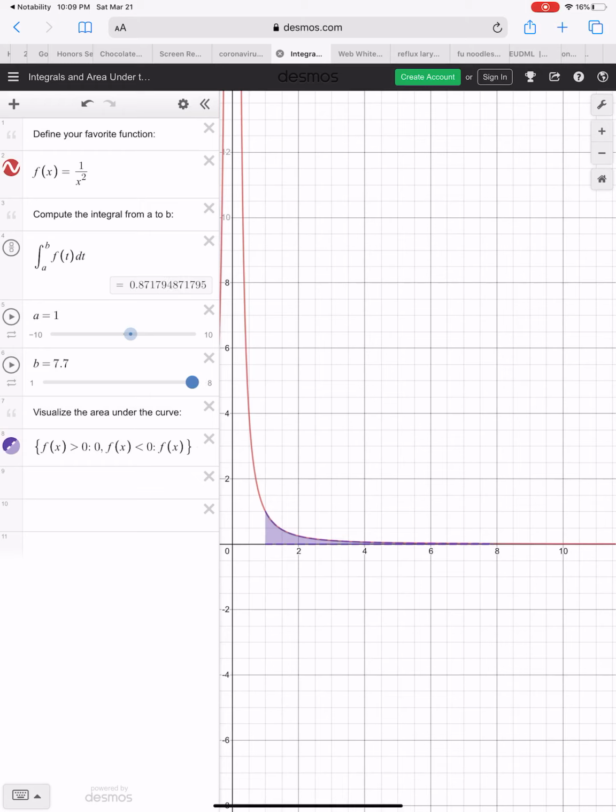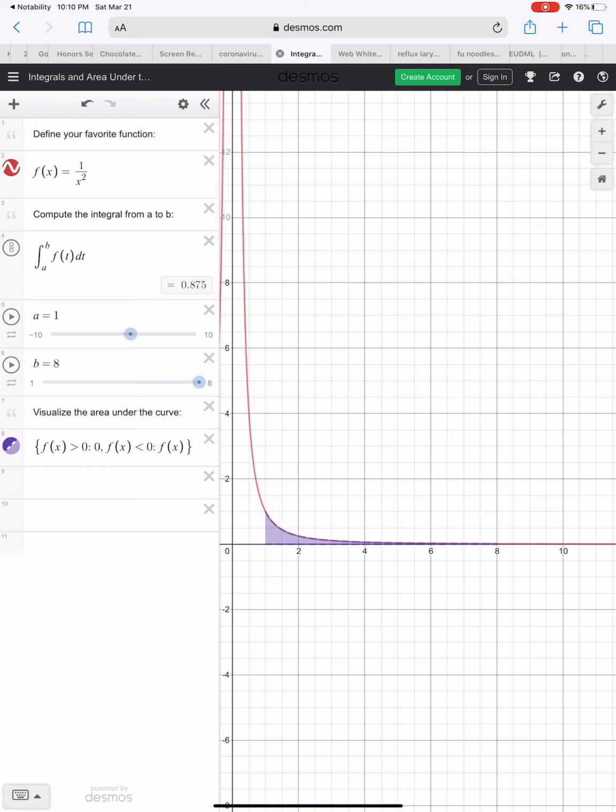So you can see that as you move b, if it starts at 4 here and you start moving it up, the area is increasing, which is what you would expect because the graph all lies above the x-axis. So as you make your interval bigger and bigger, that number should also get bigger and bigger. And you notice here that b equals 8 gives us an integral of 0.875.